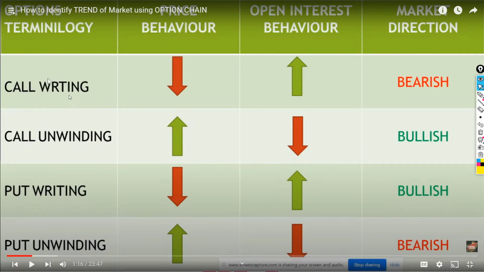Your view should be, if you sold a call, the market cannot breach that particular strike. If you are selling a put, the market will remain above this strike. Market will not come below. That doesn't mean the market will be bullish or bearish. Got it? So now this is one of the formulas you have to remember.